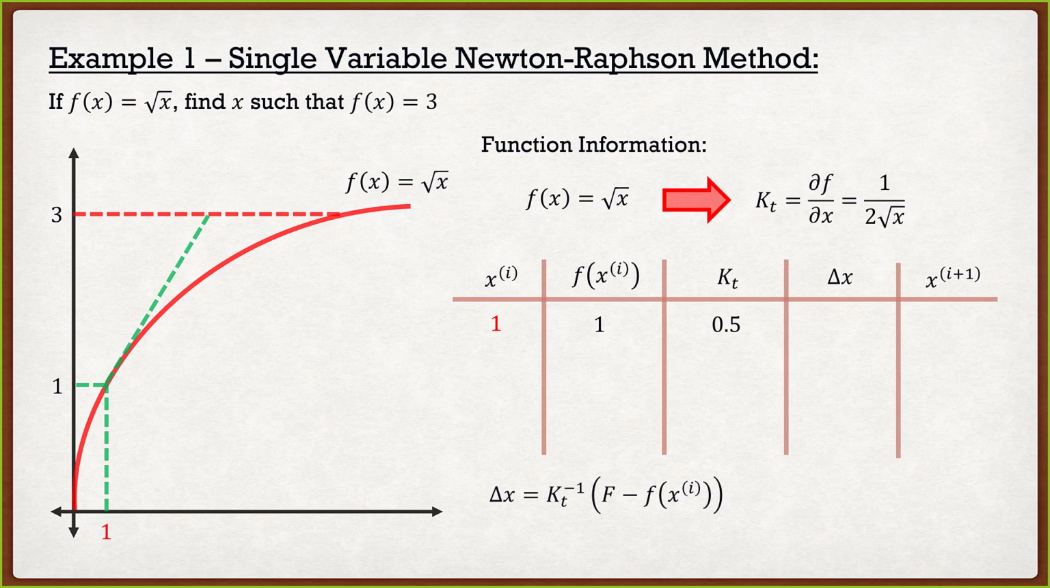We have a nice formula for that we derived, where delta x is equal to kt to the negative 1, multiplied by f minus f of xi. Well, we know our kt is 0.5, so we're going to go 0.5 to the negative 1. Our desired value of f is 3. Remember, we want that load of 3. And our current value of load is simply 1. So we're going to go 3 minus 1, which gives us 4. So this delta x right there, we know it's going to be 4.